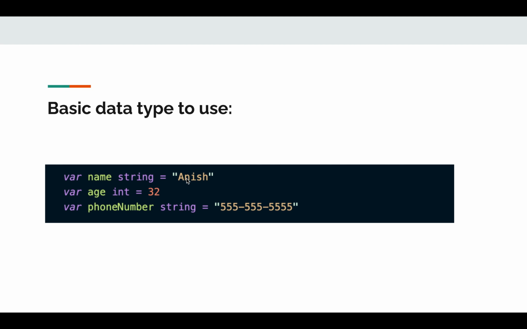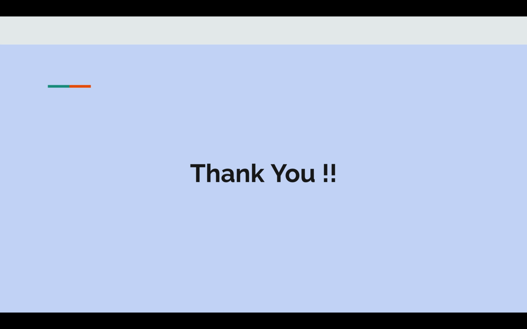This line of code defines a variable called name of type string, and assigns it the value Anish. Var age int equals 32. This line of code defines a variable called age of type int, and assigns it the value 32. Var phone number string equals phone number. This line of code defines a variable called phone number of type string, and assigns it the value. By using the appropriate data types, you can ensure that your program can store and manipulate the user's information accurately and efficiently.